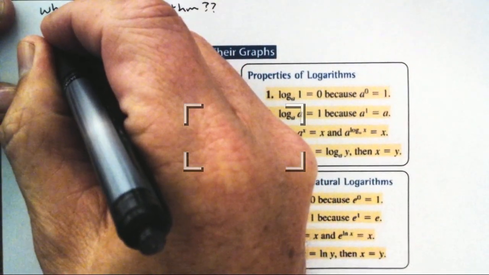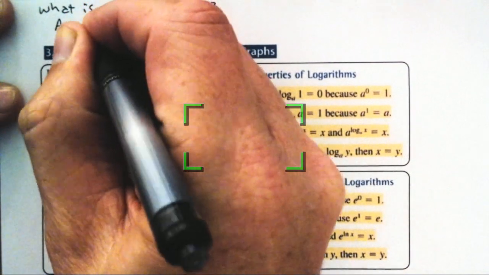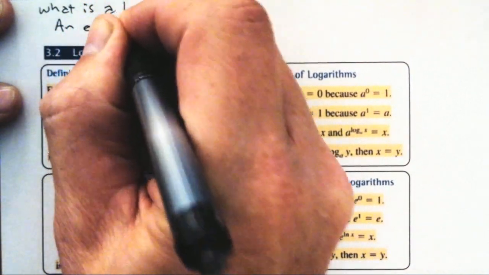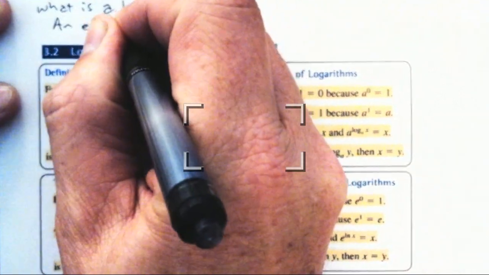A logarithm is an exponent that turns its base into its argument.